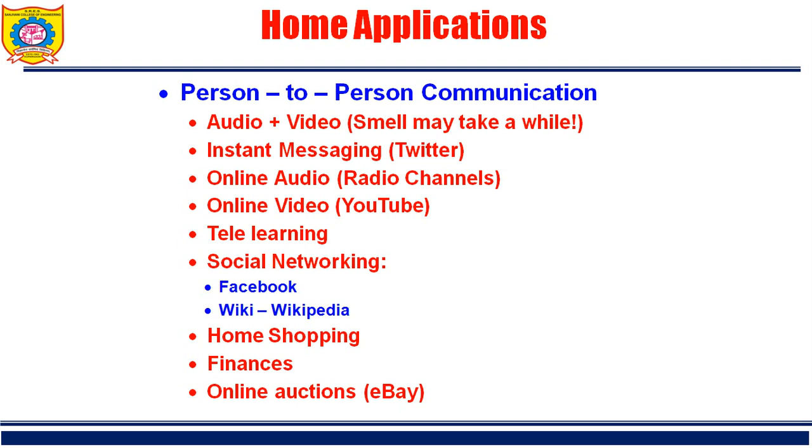Then you can do home shopping. You can sit in your home and shop for any type of product. Then finances: you can do your bank transactions using your device. Then online auctions: your second-hand things can be sold on the network. One example is eBay.